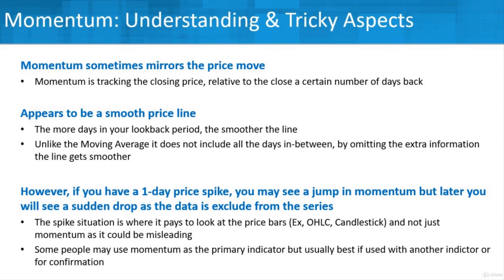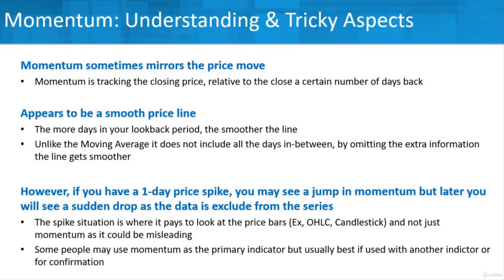But unlike the moving average, it does not include all the days in between. By omitting that extra information, the line gets smoother. So what I mean is, if we're looking at 10 days back, we're looking at the price on that 10th day back. So if that was an outlier, that would impact your momentum. But it's not looking at the prices that are happening in between like a moving average would. And that's what we're talking about.